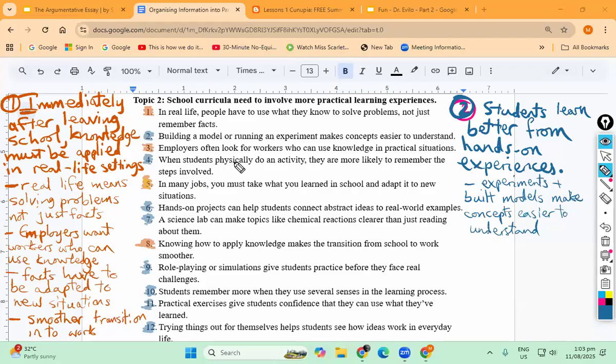All right. When students physically do an activity, they're more likely to remember the steps involved. So if you physically make a cake or make a jug of juice, you'll remember the steps involved, so you could choose the correct sequencing when the test comes, right?